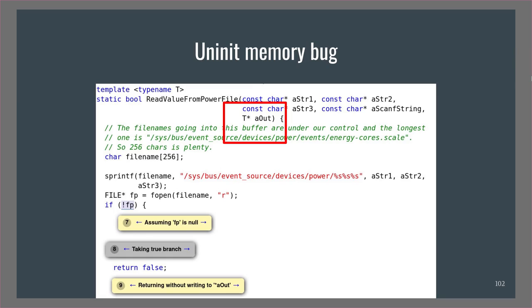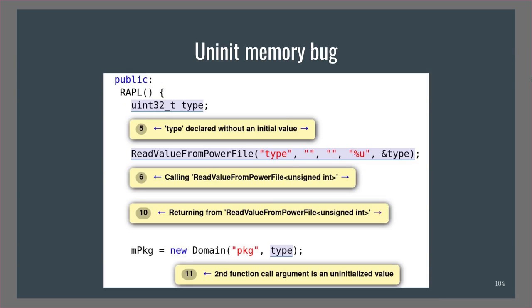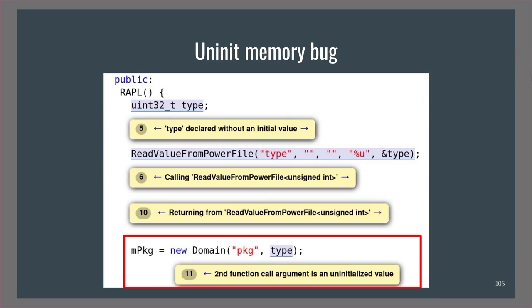So in step 9 here, you see that read value from power file returns without initializing aout or type. So now we return to the calling function, and after read value from power file returns, the next line, step 11, uses type. But remember, type may not be initialized because it didn't get initialized here, and it definitely was possible to not get initialized in the read value from power file function.